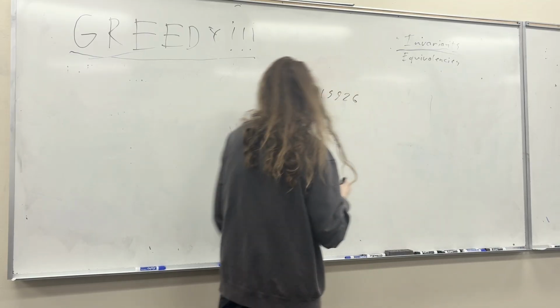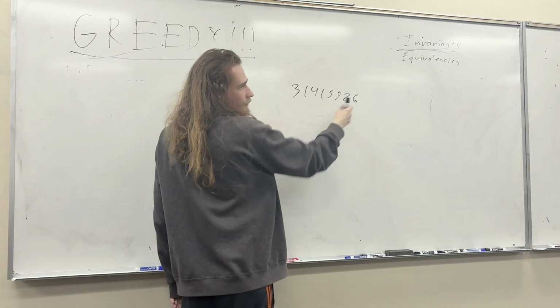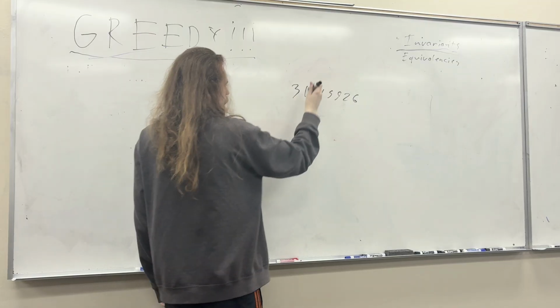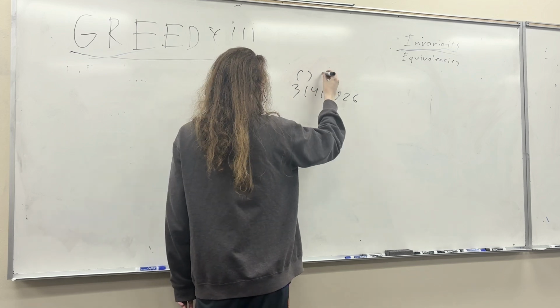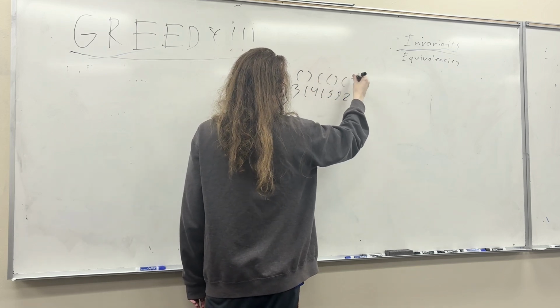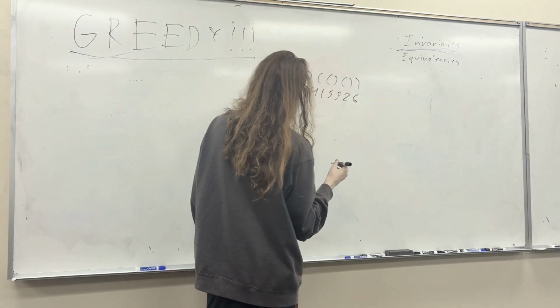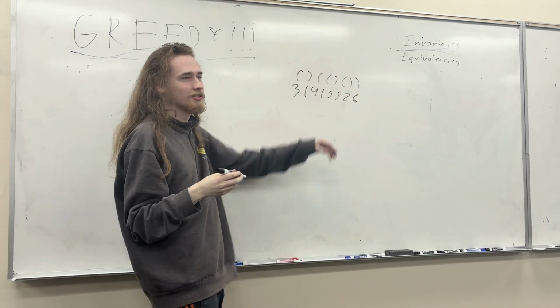Other way. Okay. We have a sequence of numbers, a sequence of weights. And then at each index, we're gonna place an open parenthesis or a close parenthesis. And you have to make sure that by the end, it's balanced.